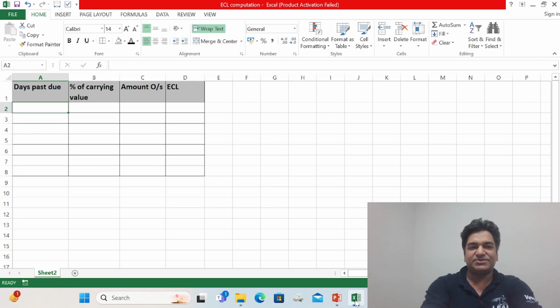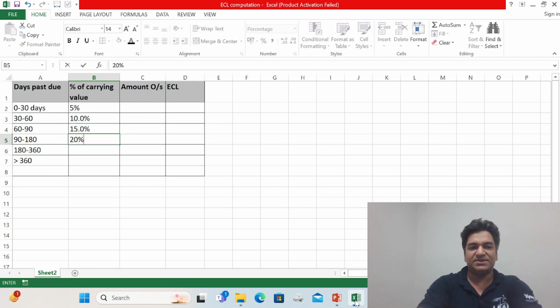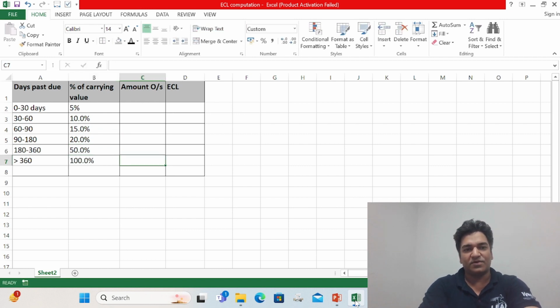So let's say days past due are 0 to 30 days, 30 to 60 days, 60 to 90 days, 90 to 180 days, 180 to 360 days, and above 360 days past due. So let's say a 5% provision is required in 0 to 30 days, 10% provision is required in 30 to 60 days. Similarly, 15%, 20%, 50%, and 100% provision percentage is required for all these buckets.